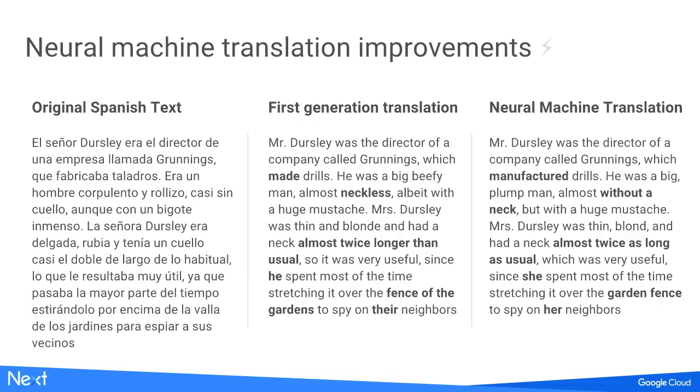And then if we look at the bottom, it goes from fence of the gardens to garden fence. And then the last example, the first generation used the pronoun there, and then neural machine translation is able to identify the correct pronoun, her, more specifically. So just a quick example highlighting some improvements that neural machine translation brings to the translation API.